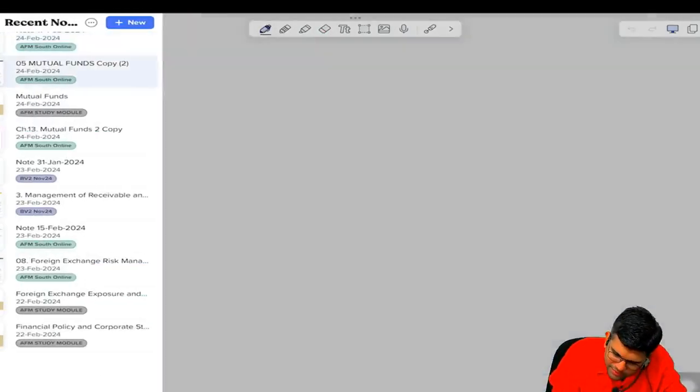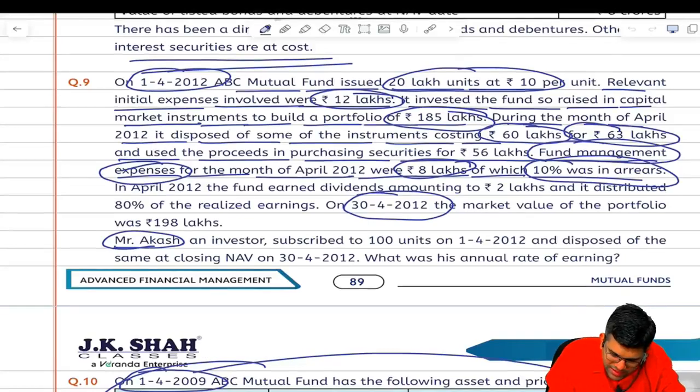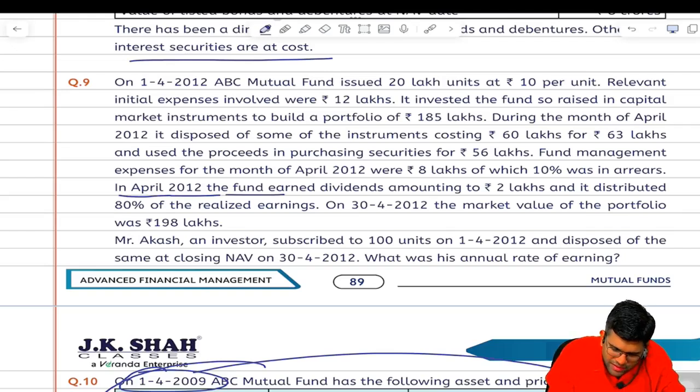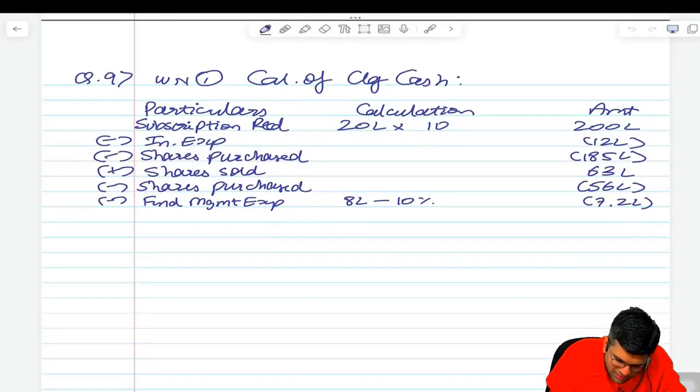What else happened? Now this is a tricky adjustment. Everyone listen carefully. In April, the fund earned dividends from the shares it had bought, amounting to 2 lakhs. Okay, so that will add, no? I will write add dividends received 2 lakh. What is tricky here? Now I'll tell you.